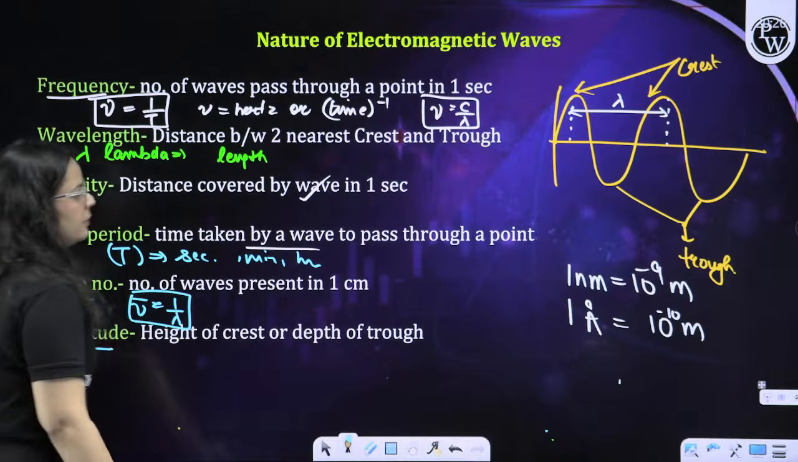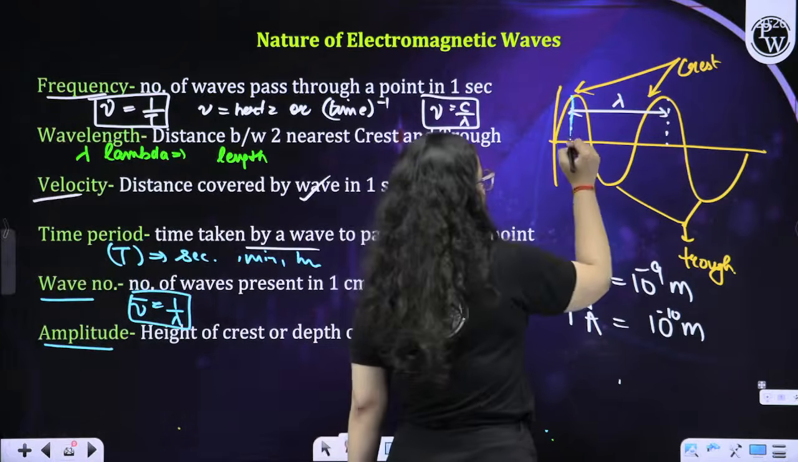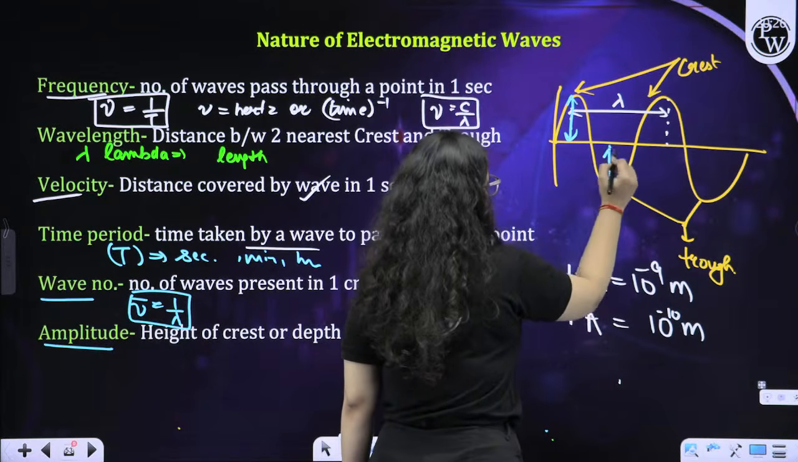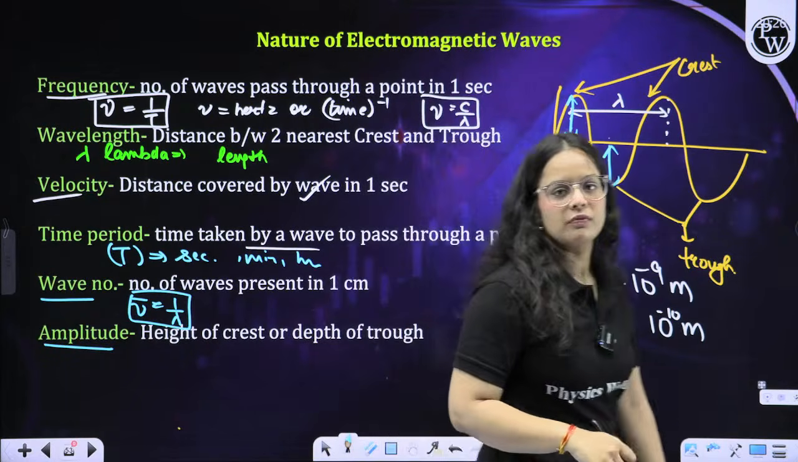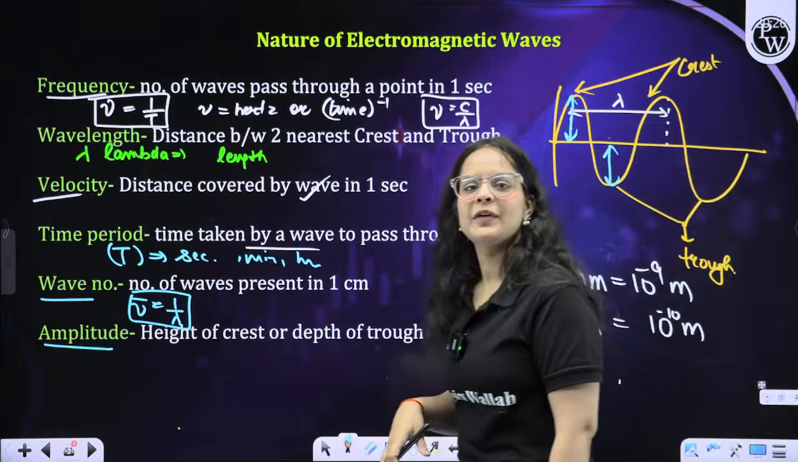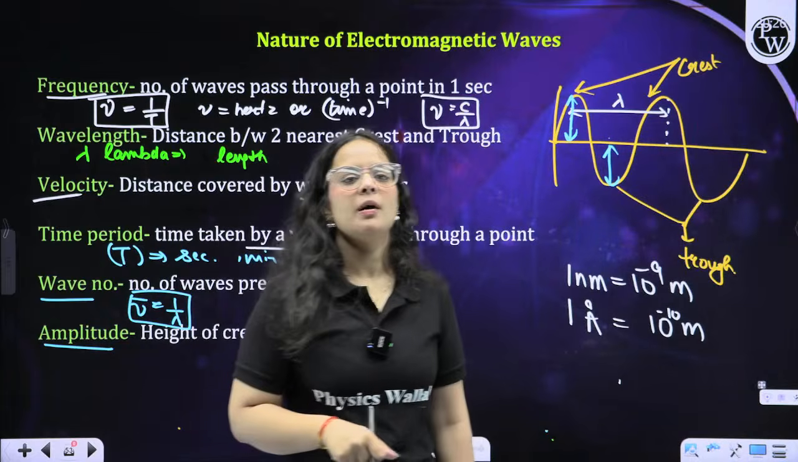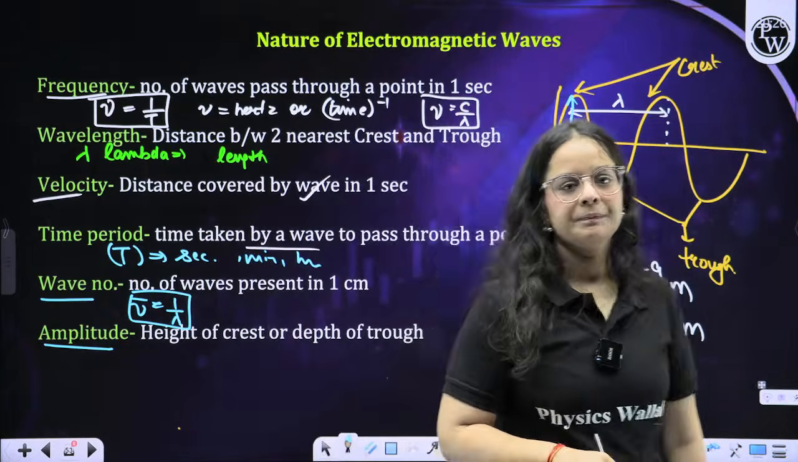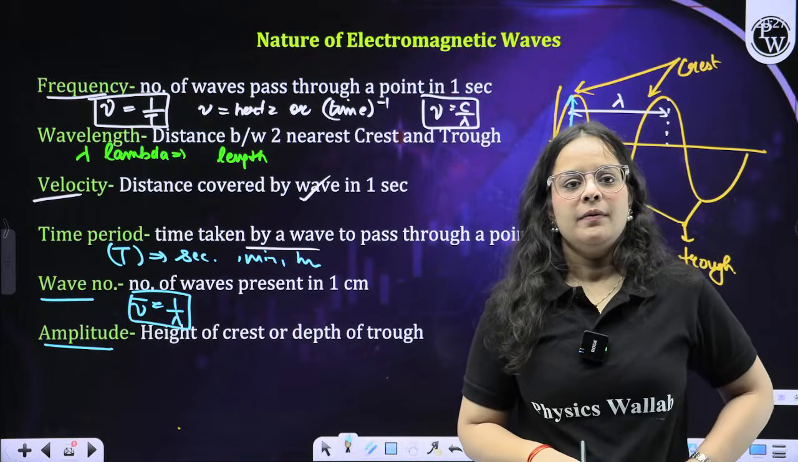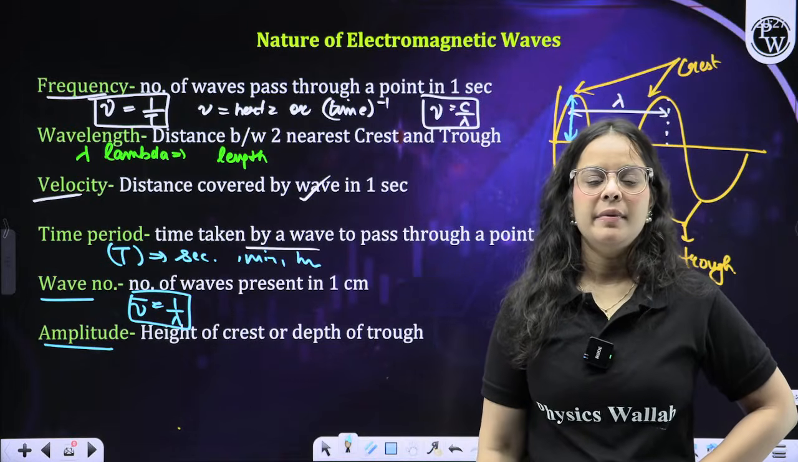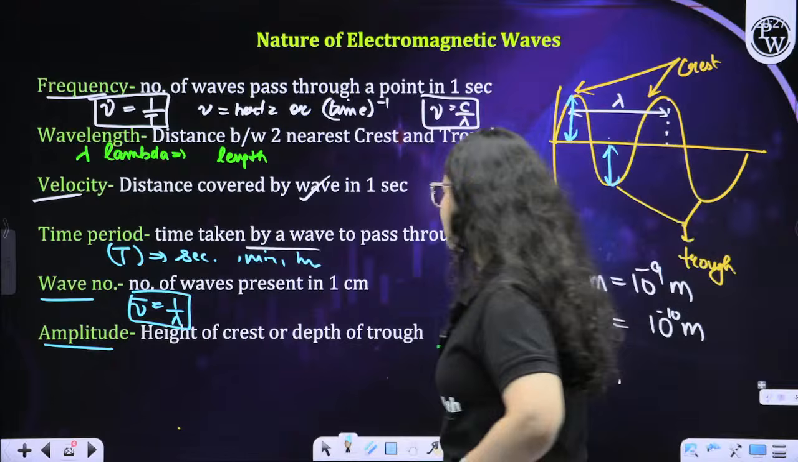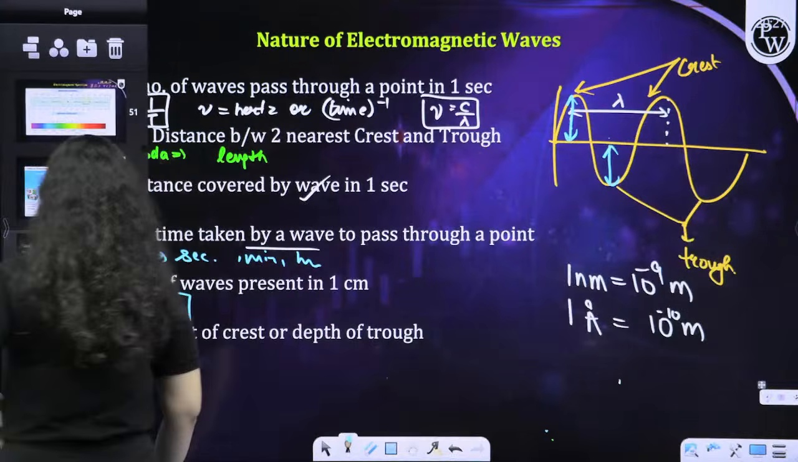Amplitude is what? Amplitude is the height of the crest, or you can say the height of the trough. So these are the amplitudes of the wave. Charandeep, 10 raised to the minus 15. Yes, Fermi, Fermi meter. Yes, absolutely. So these are the relations that we use in our questions.